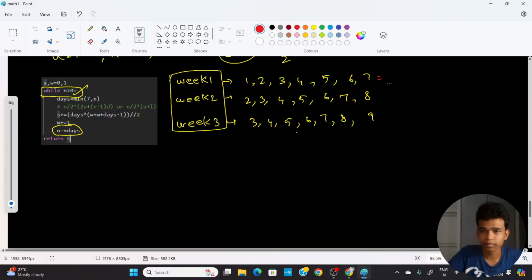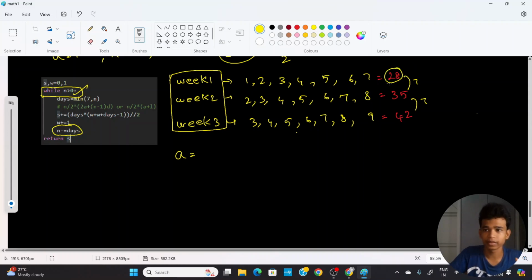Now, see here, what is the sum? It is 28. What is the sum? It is 35. What is the sum? It is 42. So, can you observe the pattern? It is incremental 7. It is incremental 7. So, I can say, it is also in AP. Yes, right? So, what is my A value always? A value is always the first week.